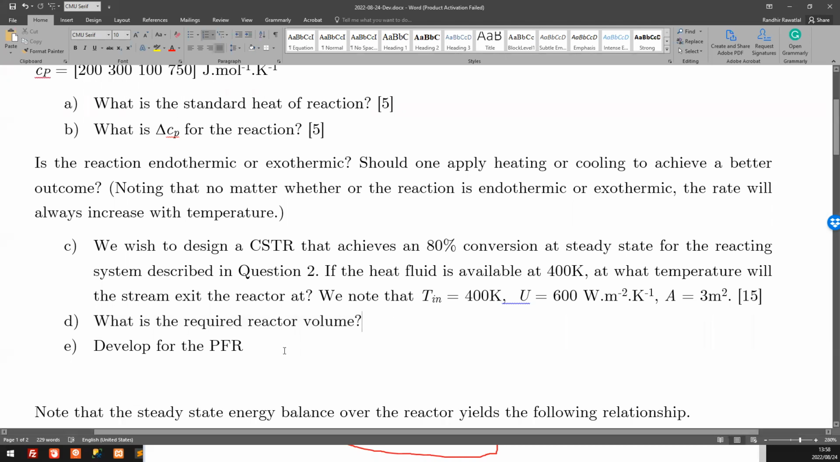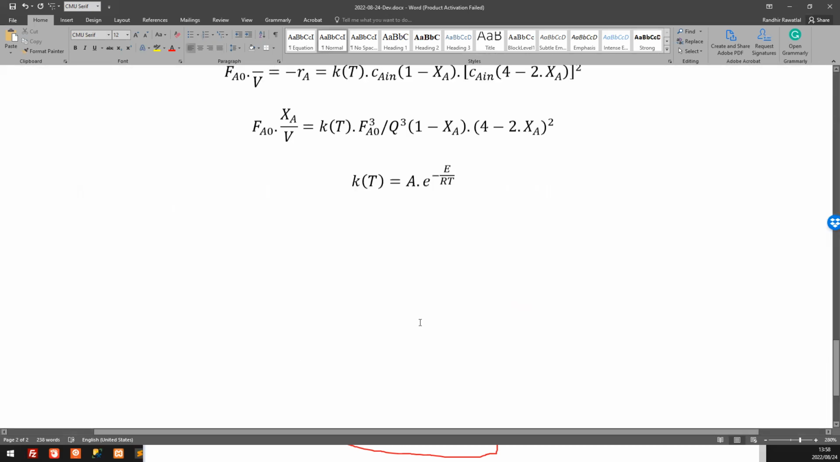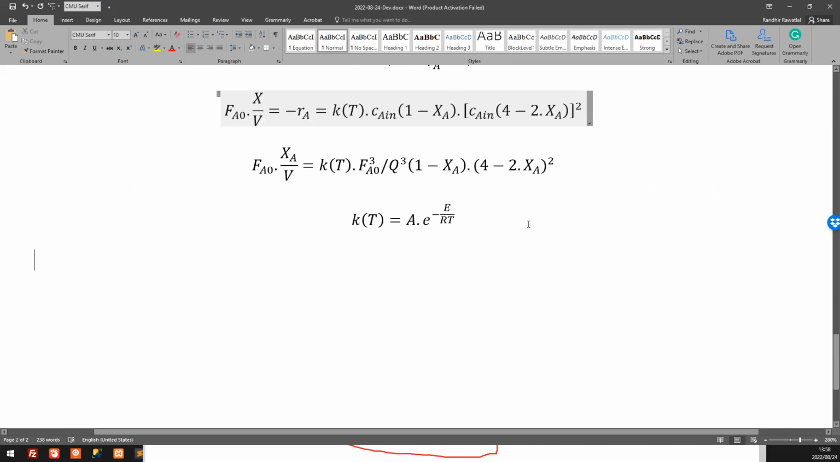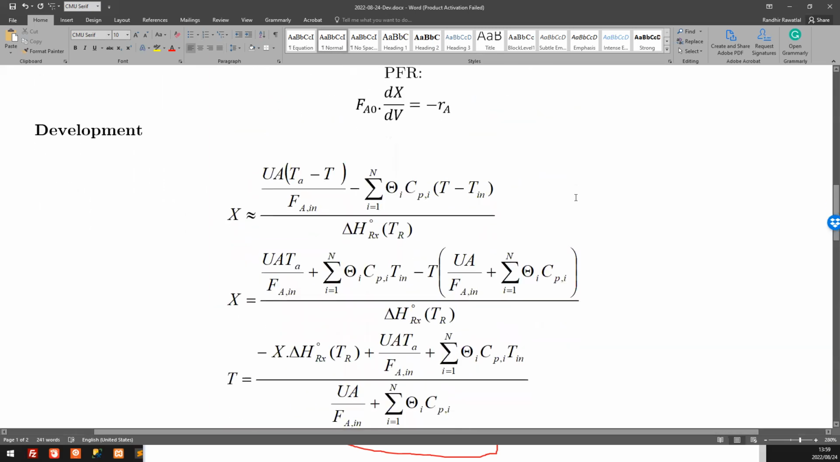Okay, now the last one that we also just added. So again, we won't be able to solve this, but let's think about how we would solve this. So when I say here, develop for the CSTR, what we mean, of course, is what is the required volume to get to X equals 80%, right? So if we want to do this for the PFR, let's just separate things a bit. For the PFR, we have the design equation.